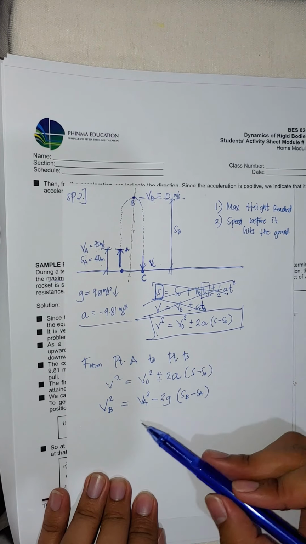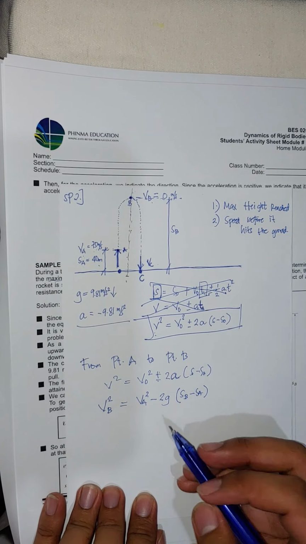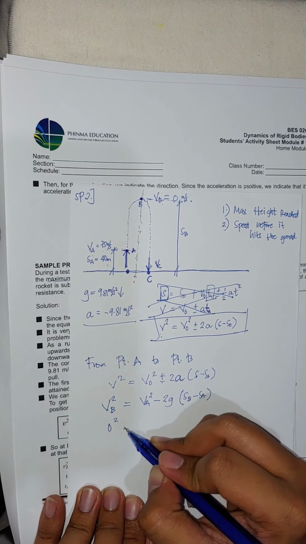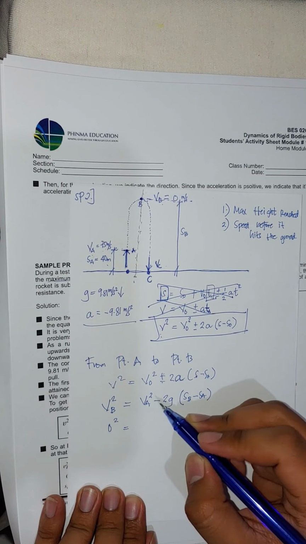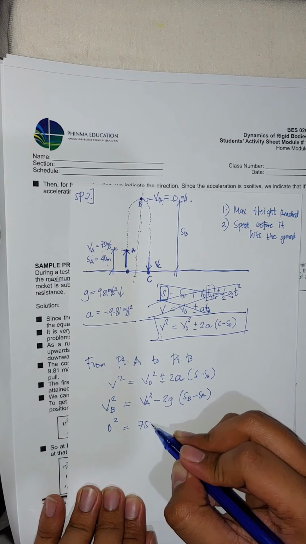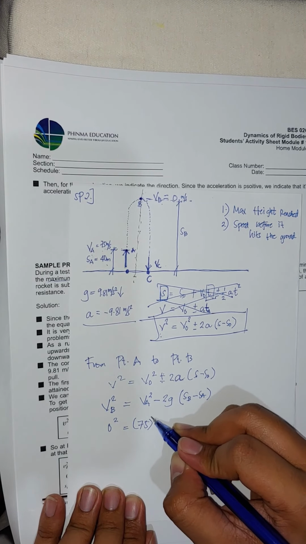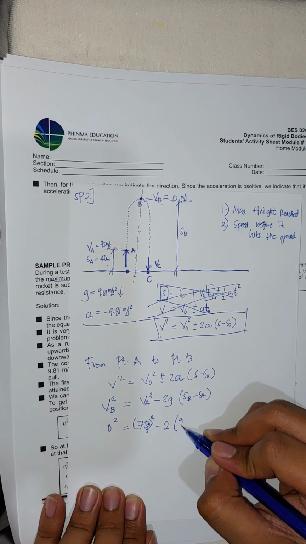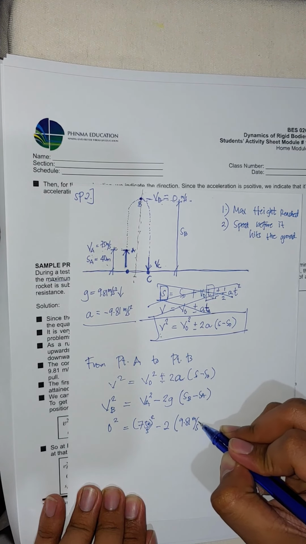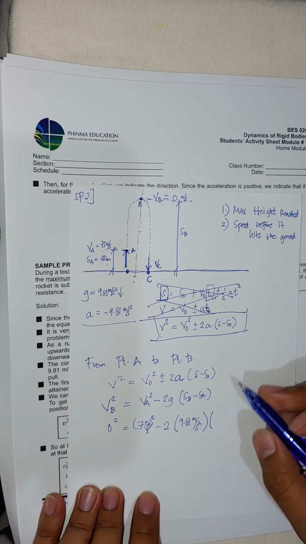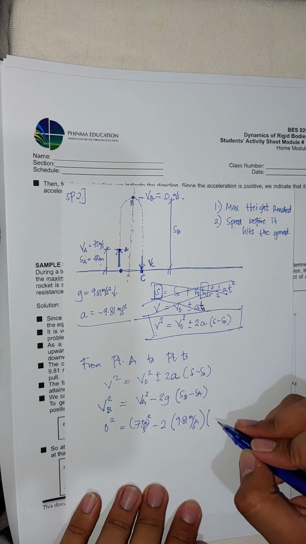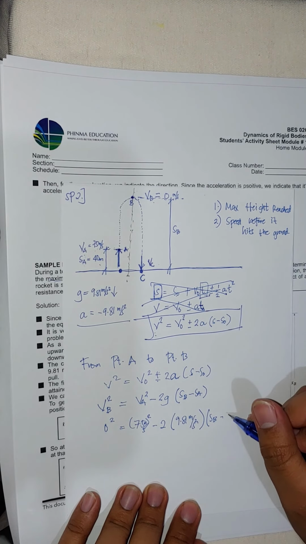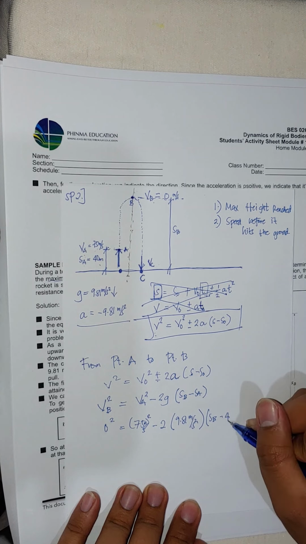Okay. Substituting the given values, we have VB squared, 0. That is 0 squared, equals the initial velocity squared, the initial velocity, 75 meters per second, squared. So meters per second squared, minus 2 times the gravity, that is 9.81 meters per second squared, times the final height. We don't know yet the final height, that's why we are solving for it, minus the initial height SA, which is equal to 40 meters.